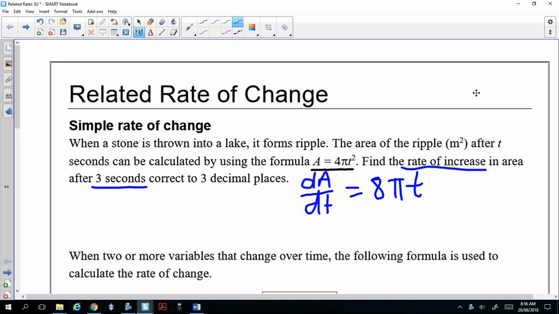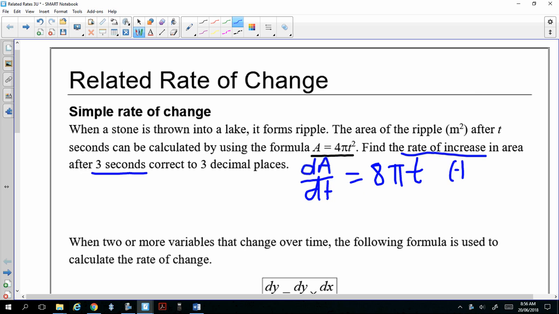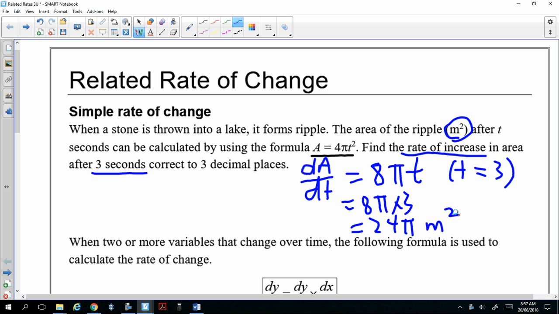And after that, we're going to substitute t equal to 3 seconds in order to find the rate. So we'll do 8π times 3, which is 24π. And this is square meters, so it will be square meters per second. Right, so it's like that. So we did that on Monday, one lesson ago.